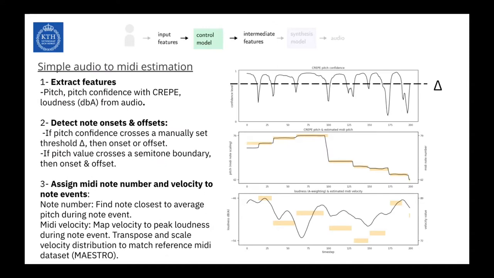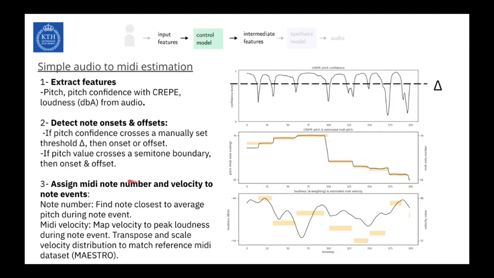In order to extract this MIDI transcription, we use a very simple and frankly very crude method, which starts out by just extracting pitch and pitch confidence with CREPE, and loudness. We then detect note onsets and offsets by checking when the pitch confidence crosses a manually set threshold denoted by this triangle symbol. If the pitch value crosses a semitone boundary, then we consider it an onset and an offset.